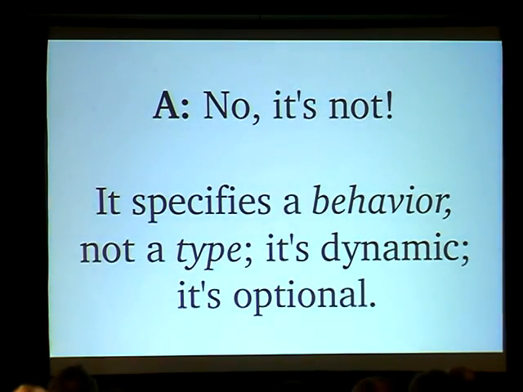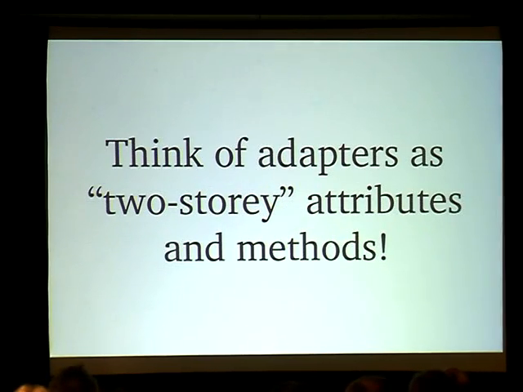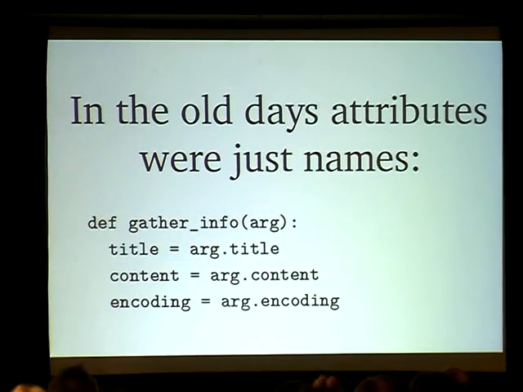No, it's not. I can't make the longer argument right now, but it's specifying a behavior, not a type. It's dynamic, as we've seen, and it's optional because you can provide that second argument so that it only gets used when you have provided an adapter. Think of adapters as two-story attributes.